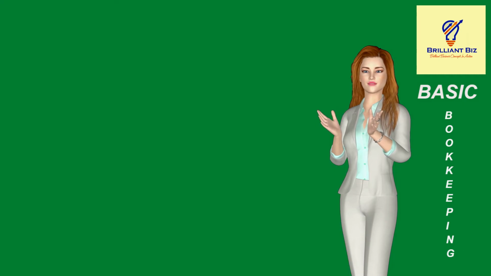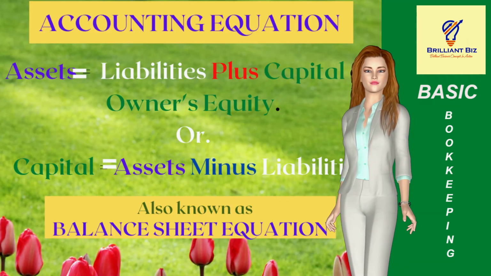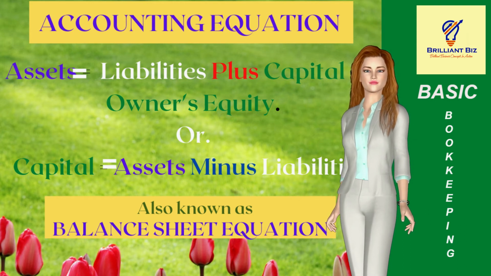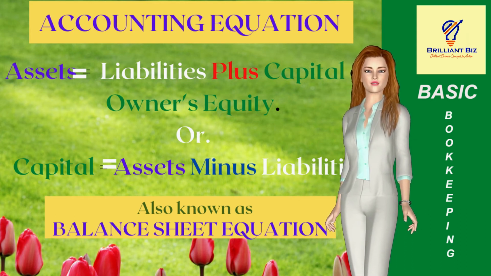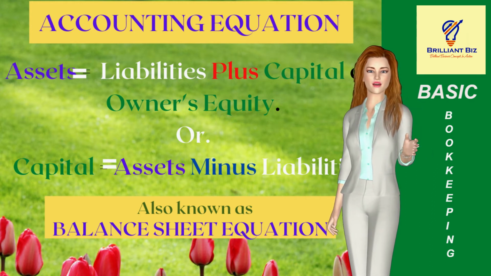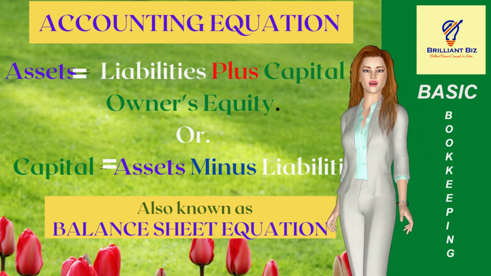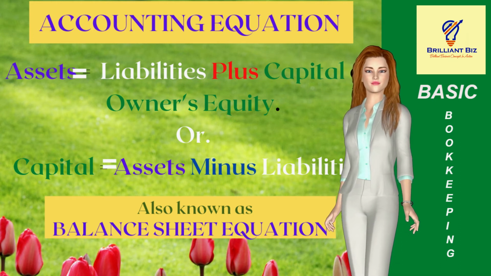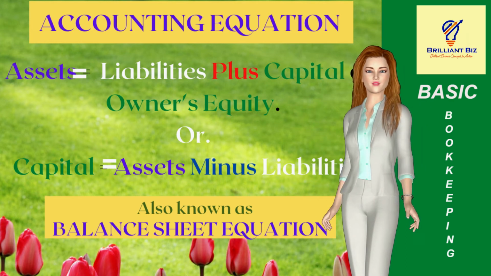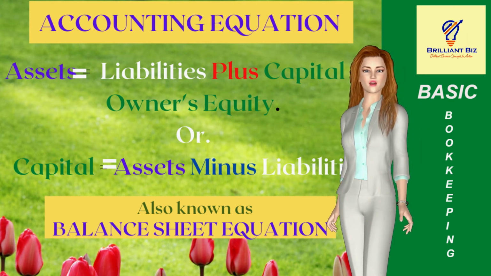Now, let's move on to the accounting equation. The accounting equation shows on a company's balance sheet that a company's total assets are equal to the sum of the company's liabilities and shareholders' equity. Hence, the formula of accounting equation is assets equals liabilities plus capital or owner's equity. Or, capital equals assets minus liabilities. Accounting equation is also called the balance sheet equation. This means that each debit has equal credit and vice versa.